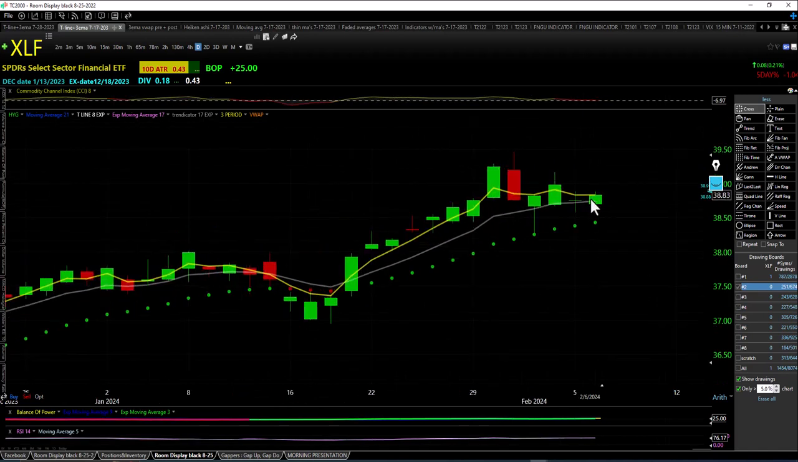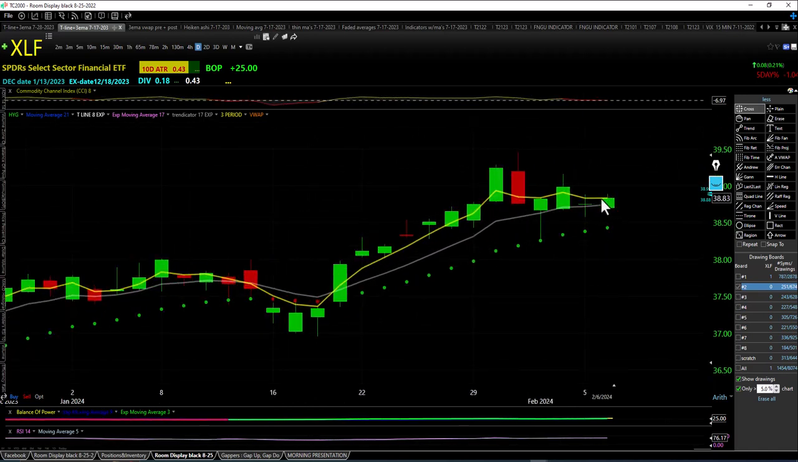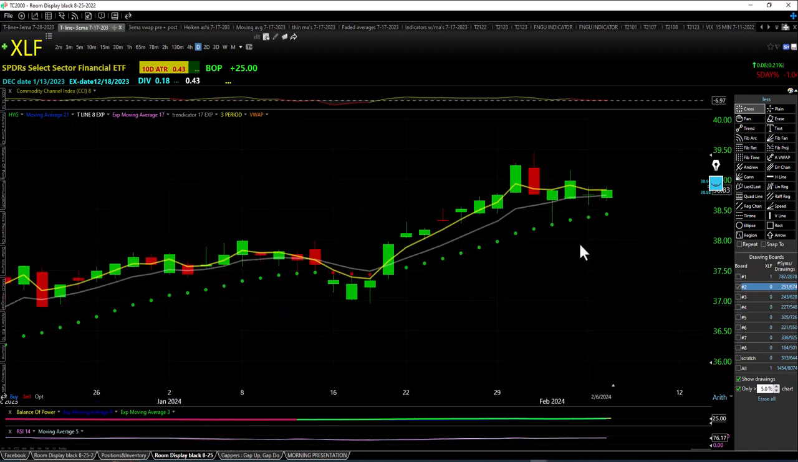Okay, we got green. Closing over the trap, over the trend indicator. XLF looking good.